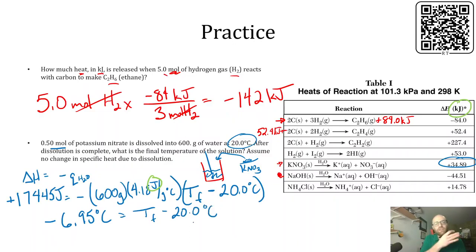So we can add our 20 over. And so our final temperature here should be about 13.1. Let me look at my significant figures. It'll be 13 degrees Celsius.